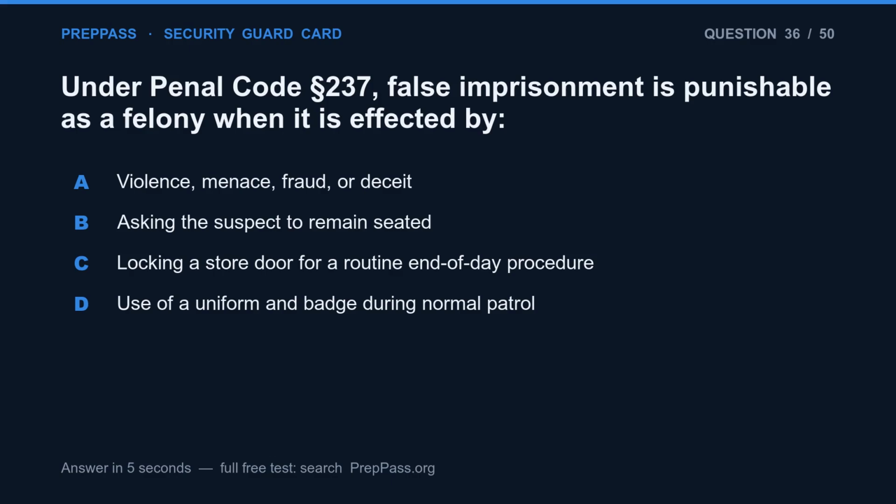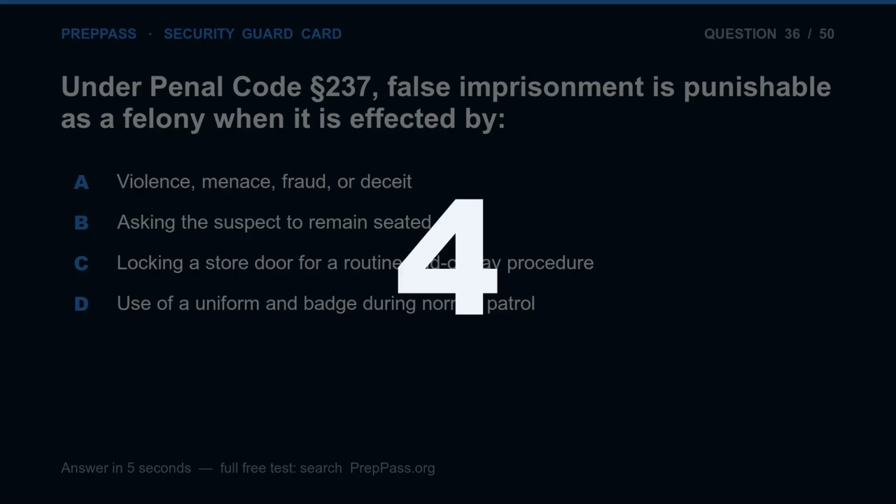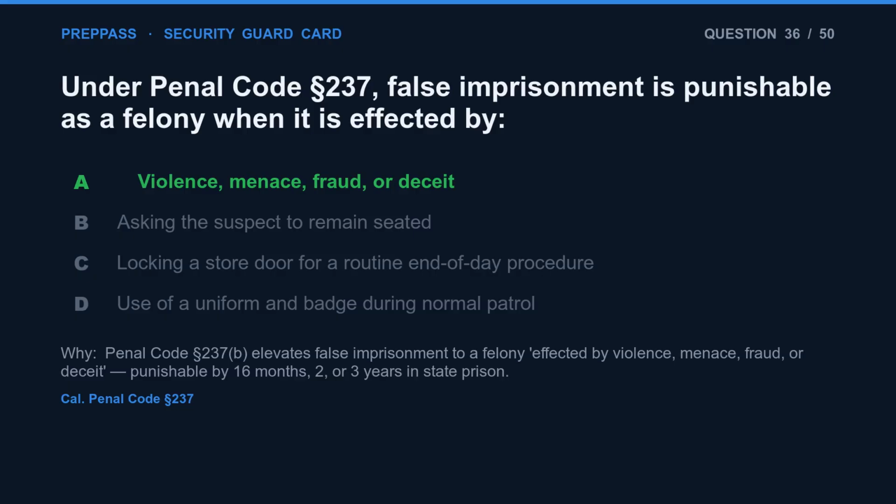B. Asking the suspect to remain seated. C. Locking a store door for a routine end-of-day procedure. D. Use of a uniform and badge during normal patrol. The correct answer is A. Penal Code Section 237(b) elevates false imprisonment to a felony effected by violence, menace, fraud, or deceit, punishable by 16 months, 2 or 3 years in state prison.